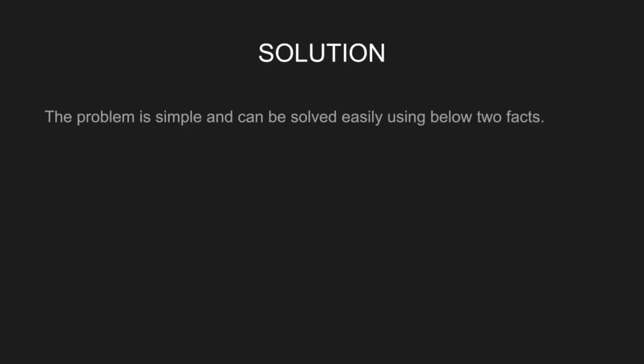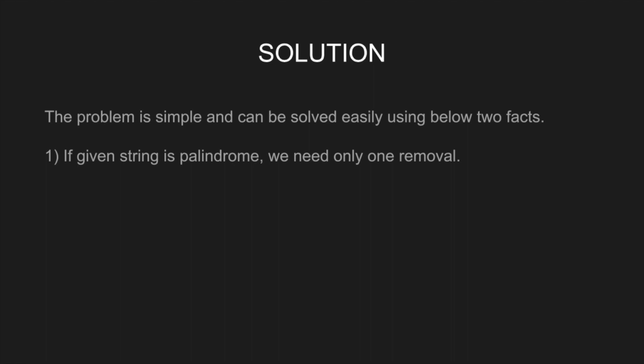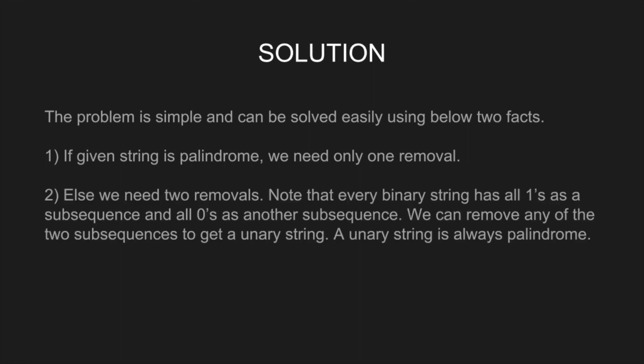The problem is simple and can be solved easily using the below two facts. If the given string is a palindrome, we need only one removal, else we need two removals. Note that every binary string has all ones as a subsequence and all zeros as another subsequence. We can remove any of the two subsequences to get a unary string. A unary string is always a palindrome.